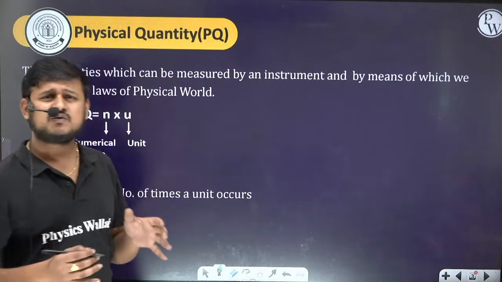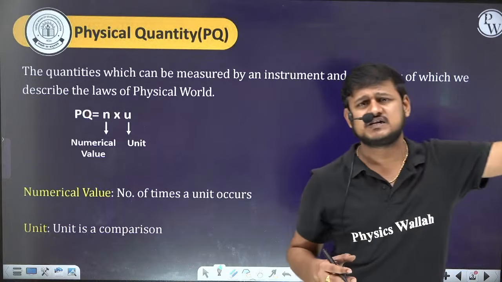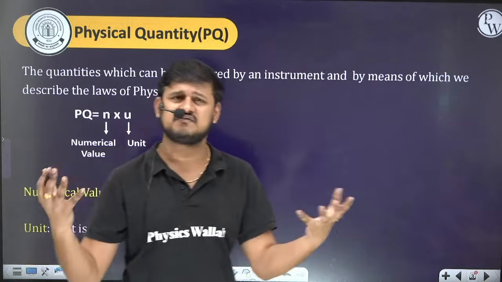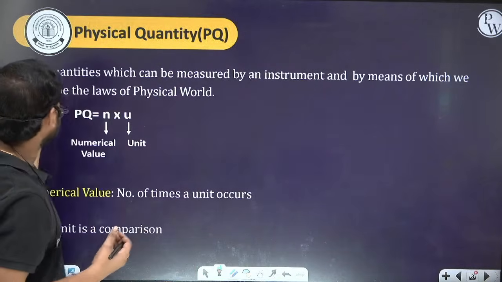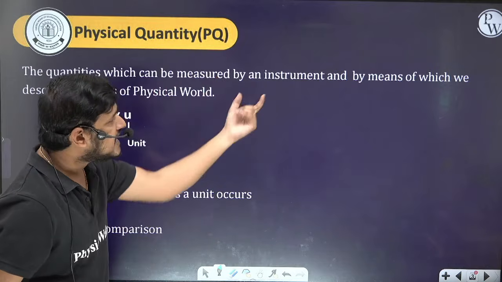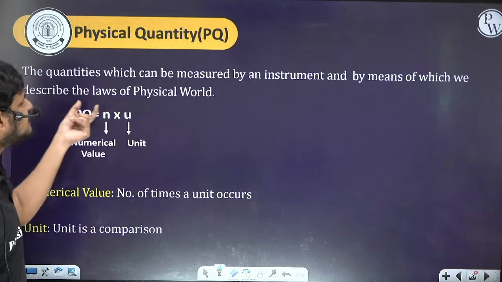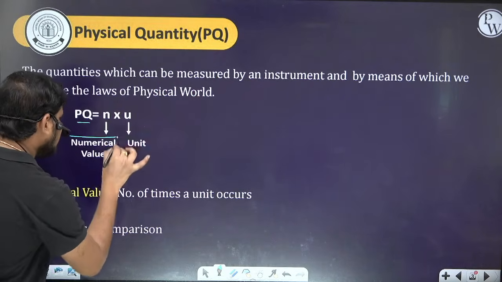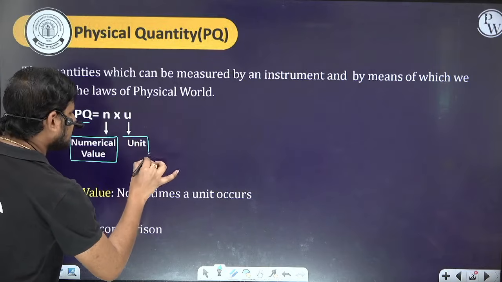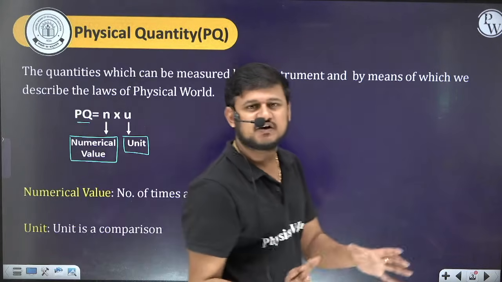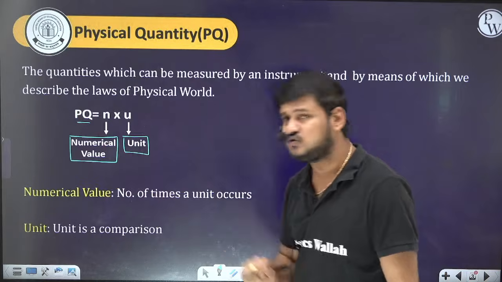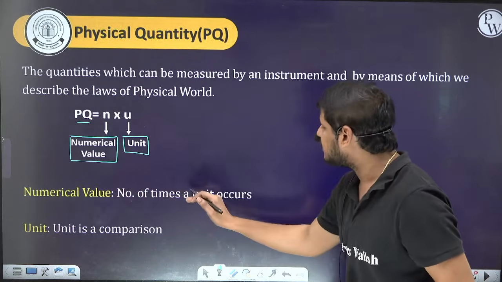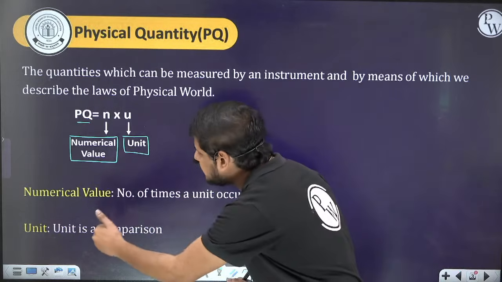You have learned many physical quantities in physics till now, right? Length is a physical quantity, work, force, everything you learned in physics is a physical quantity. They are quantities which can be measured by an instrument, by means of which we describe the laws of the physical world. A physical quantity consists of a numerical value and a unit as well. The numerical value is the number of times a unit occurs, whereas a unit is a comparison.